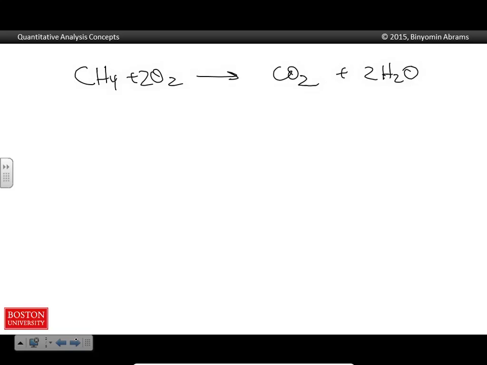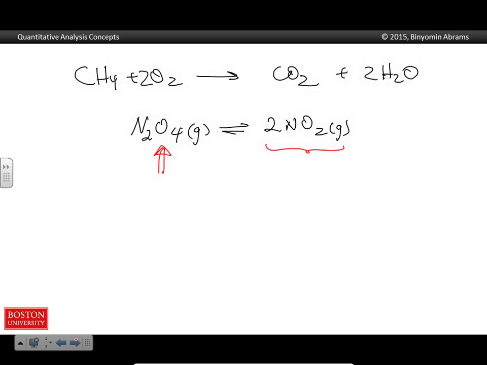There's another class of chemical reaction. In fact, most chemical reactions are not going 100% from reactants to products, but rather are a chemical equilibrium. An example of that, so we have N2O4 gas in equilibrium with 2NO2 gas. What you'll find is that whether you start with N2O4 or whether you start with NO2, you're going to end up with a reaction mixture that contains both of these.